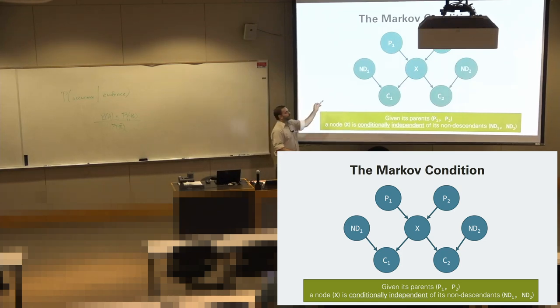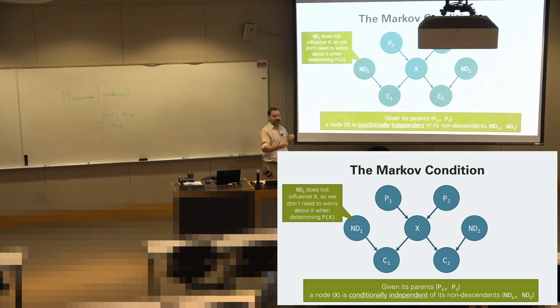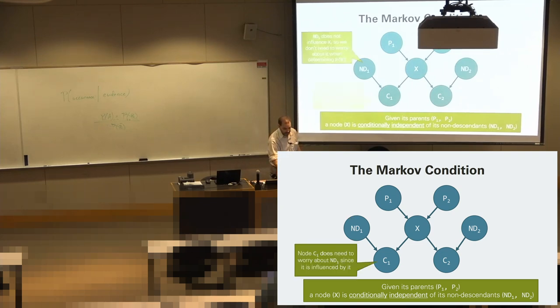But you notice that I also have something called a non-descendant. A non-descendant here may have influence on some of those other variables, but based on what we call the Markov condition, I'm now only going to worry about what impacts my variable, that X. So in this case, being a non-descendant, yes, it is a variable, and it's in the joint probability distribution table. But from a mathematical perspective, I don't need to worry about it. But when I'm dealing with C1, I would potentially need to worry about that one.